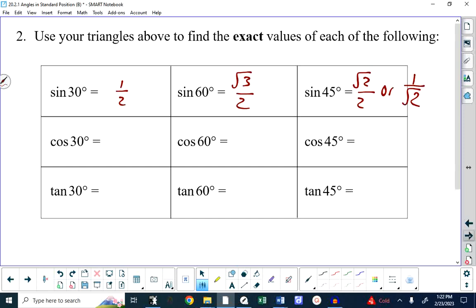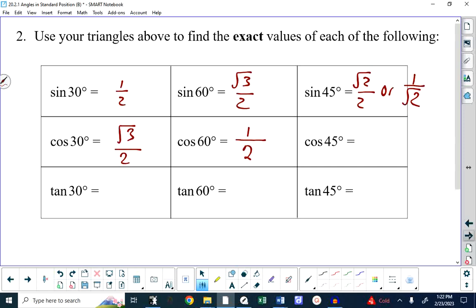Cos of 30, take a look at the triangle that has 30 degrees in it. Cosine is adjacent over hypotenuse. I think adjacent to 30 degrees is √3. Hypotenuse is 2. Cosine of 60, adjacent is 1. Hypotenuse is 2. Some of you will understand that the sine of 30 and the cos of 60 are the same, mainly because 30 degrees and 60 degrees add up to 90.